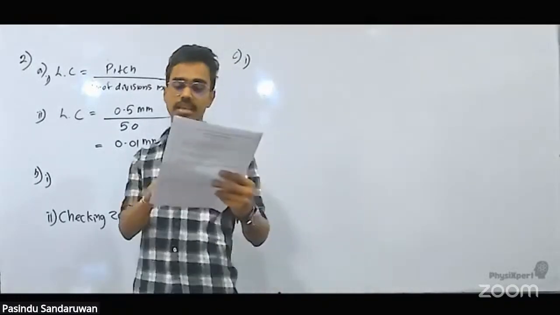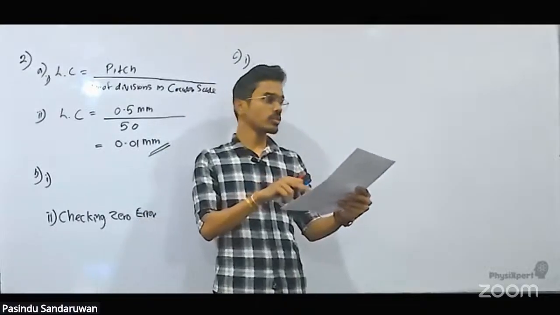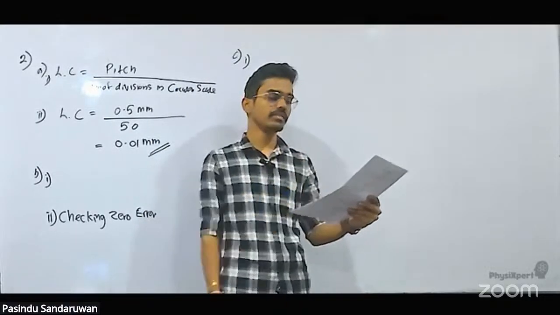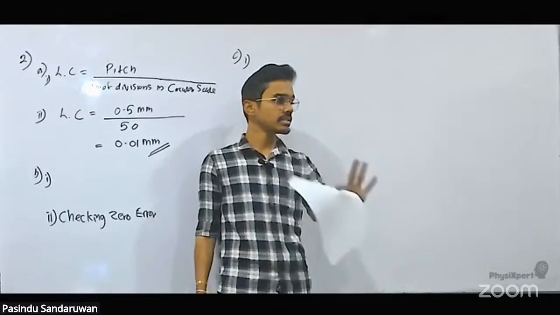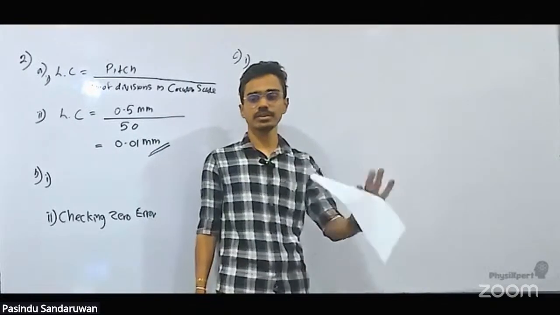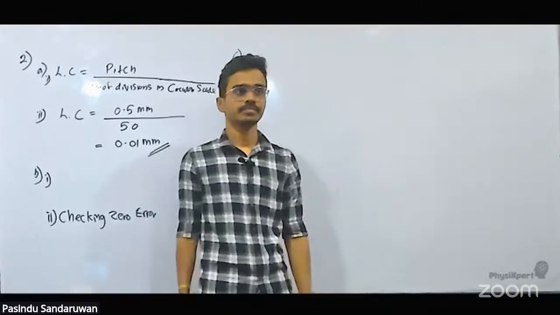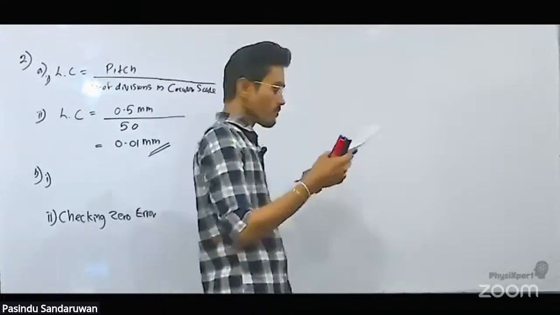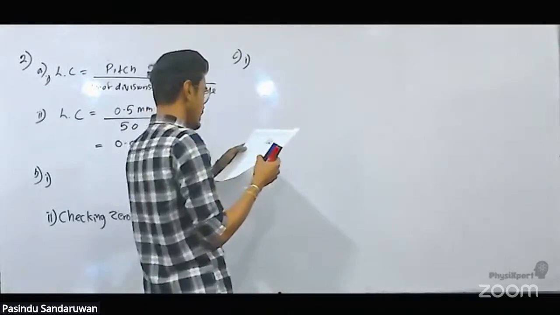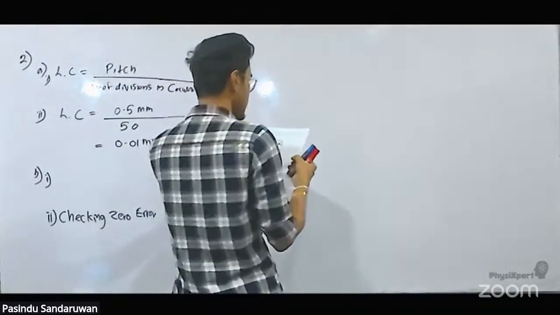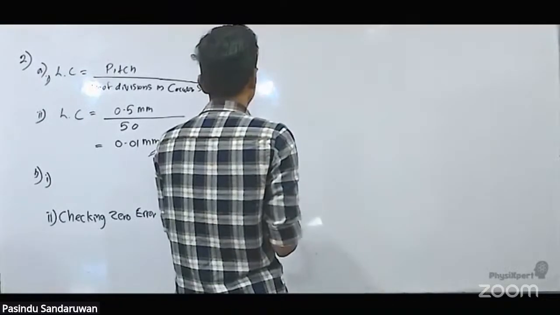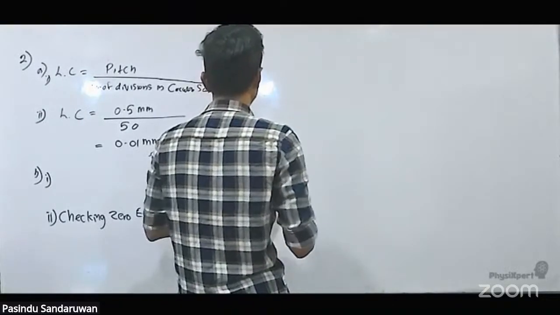Now in this case, 0 and 0 do not coincide. 20 is here, which means there is a zero error. State the reading. Reading means what is actually asked is the zero error. Okay, so this is what you should know about taking readings from a spherometer.